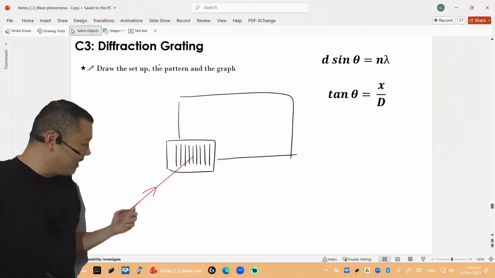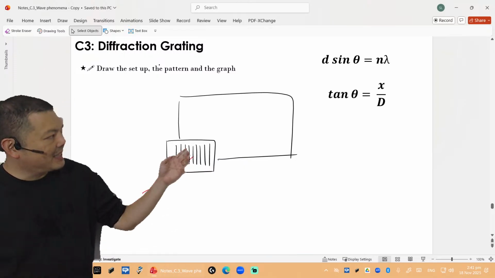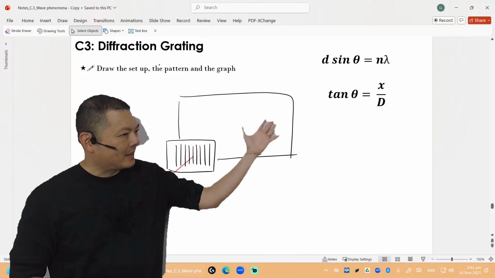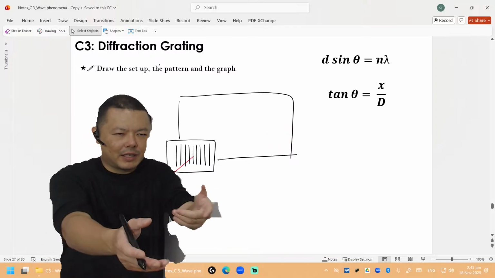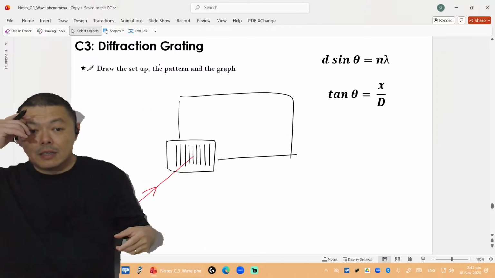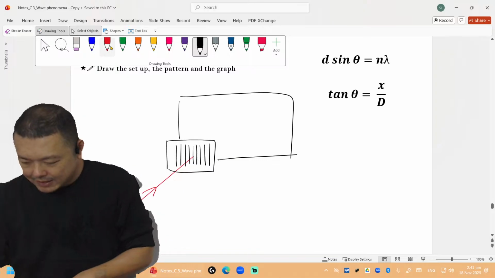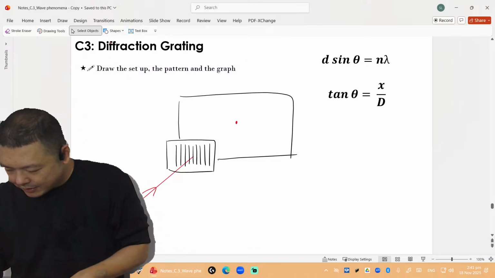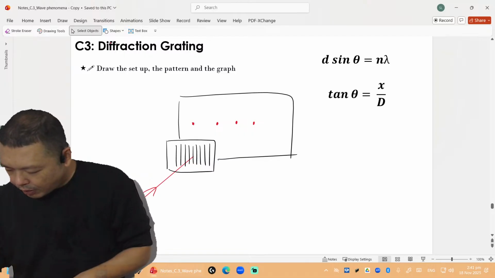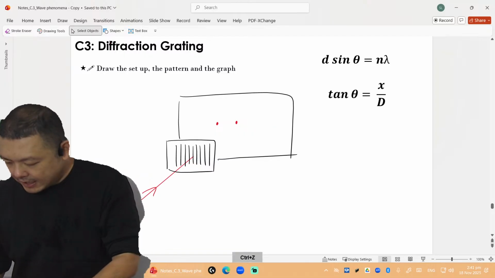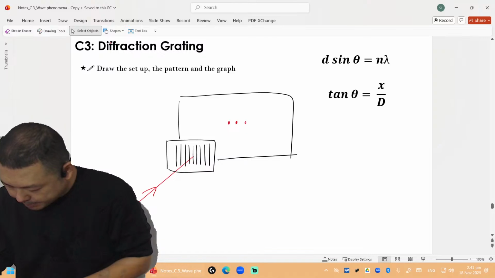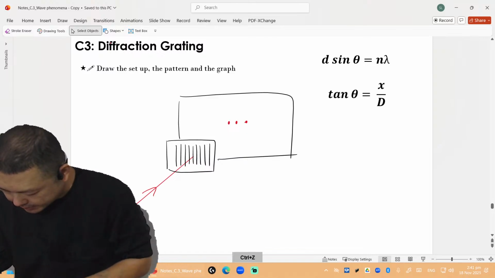So I shone the laser into the diffraction grating, and then there was a pattern on the paper, right? How did the pattern look just now? Okay, so essentially we're just going to assume that they're all the same intensity at first, but this is the pattern you saw.